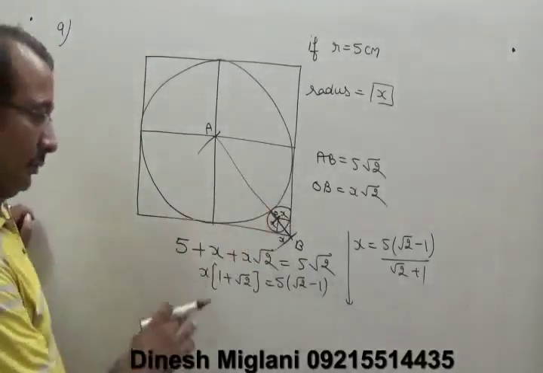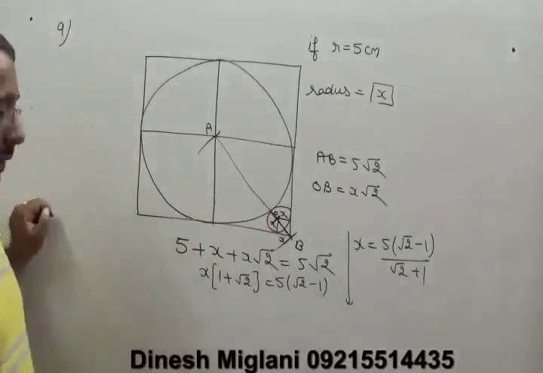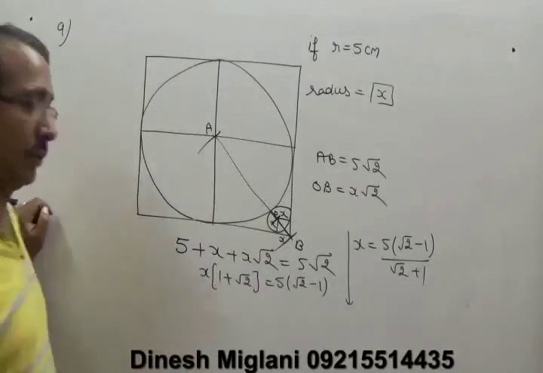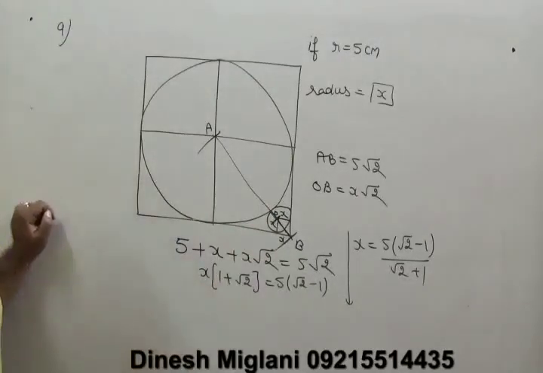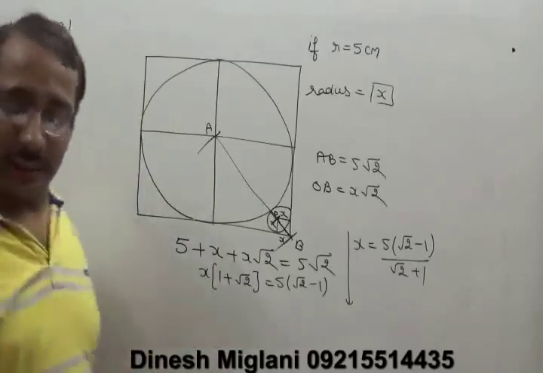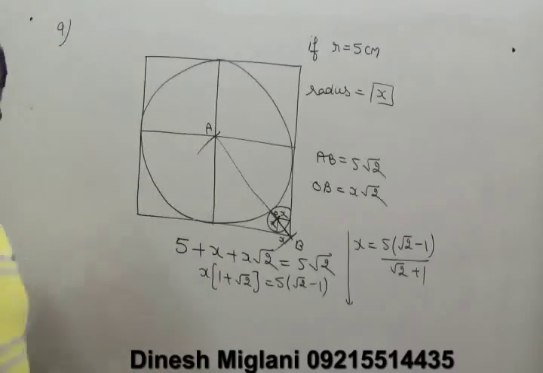5 would be there, so X would be taken as common. We make it as X into 1 plus root 2 is equal to 5 into root 2 minus 1. So X is taken as 5 into root 2 minus 1 upon root 2 plus 1. That is the answer to my statement. So that is your statement number 9.